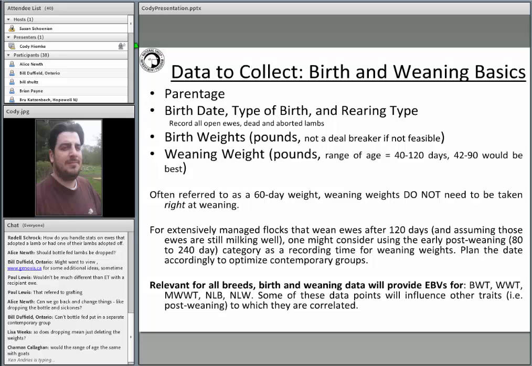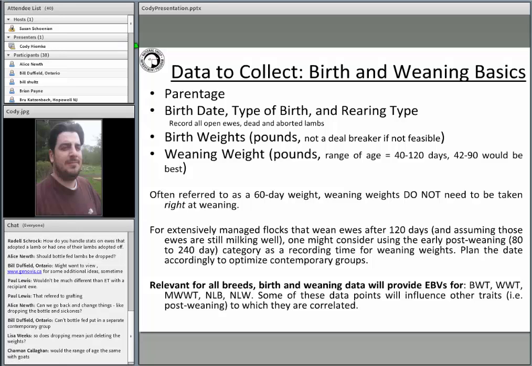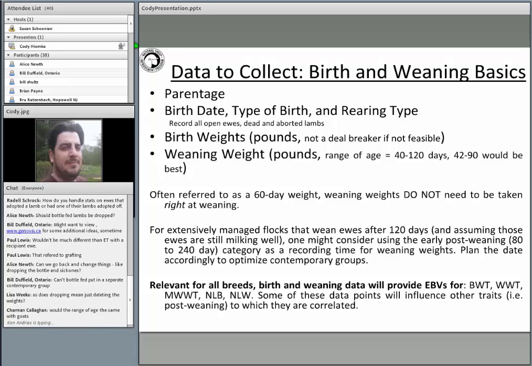So this basic information that we take on birth and weaning is relevant for all breeds. And the EBVs that you'll generate are birth weight, weaning weight, maternal weaning weight, that relates to milk, your numbers of lambs born, and your numbers of lambs weaned.